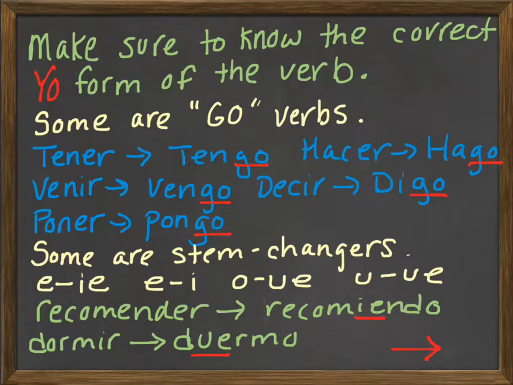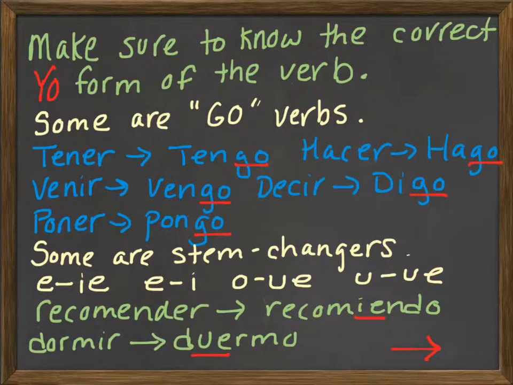Okay, now to make good or correct negative commands, you have to know the correct yo form in the present tense of whichever verb you're dealing with. So this is just a reminder page. Some verbs are go verbs, and that means in the yo form they end in go, G-O. So I put some very popular ones here for you. Tener goes to tengo, hacer goes to hago, venir goes to vengo, decir changes to digo, poner goes to pongo.